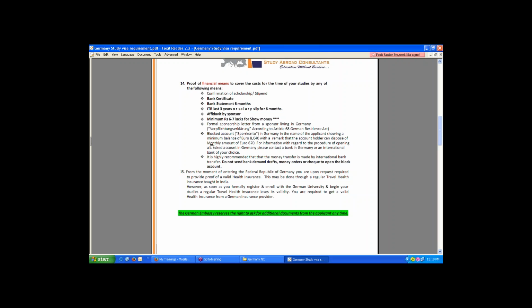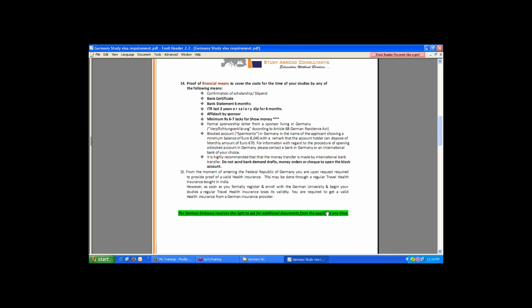So in the visa filing, block account related documents, block account opening confirmation and block account payment transaction confirmation are required in the visa file. In case of any additional document requirement, the embassy reserves the right to ask for additional documents from the applicant at any time.